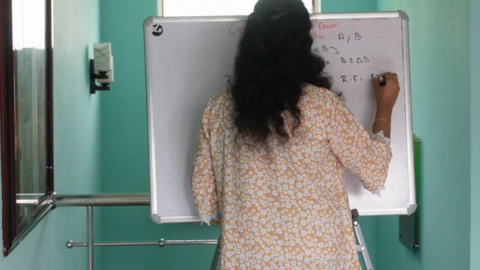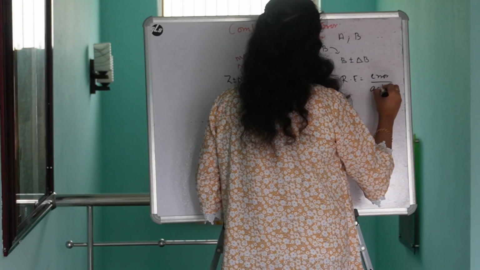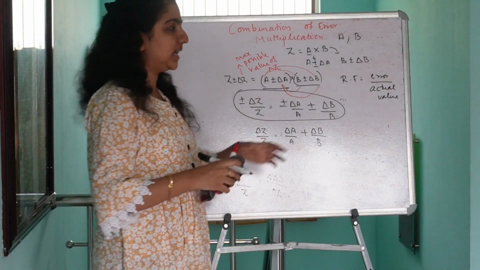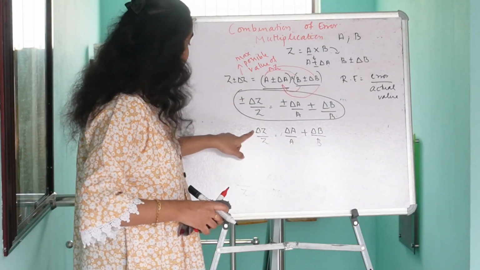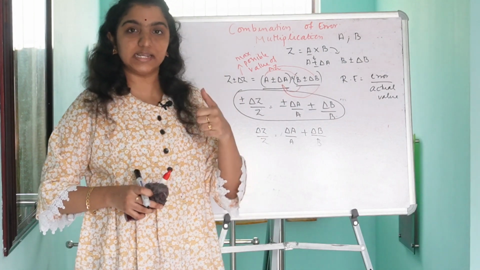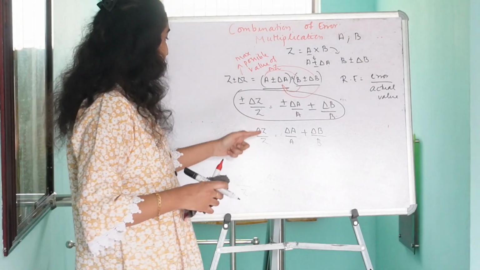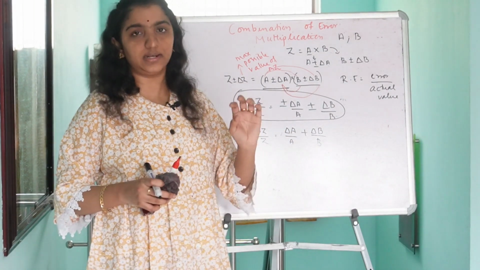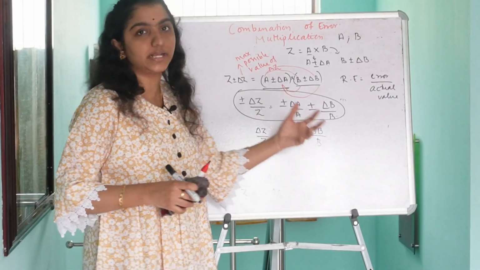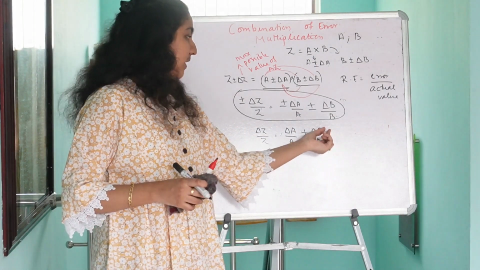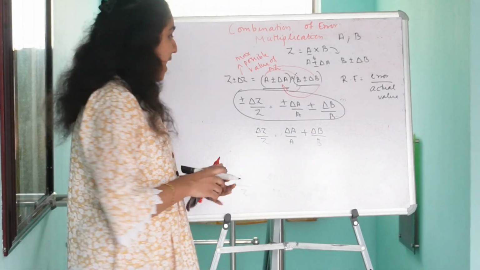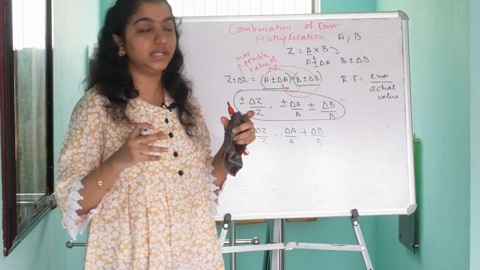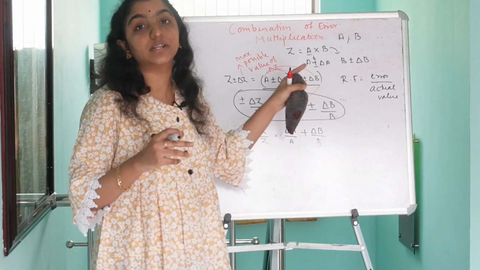Relative error is equal to error divided by actual value. Del Z is the error in the resultant and Z is the actual value. And del A is the error in the measurement of A, and A is the actual value. And for B also, del B is the error and B is the actual value. So actually here we are finding the relative errors of the respective quantities.